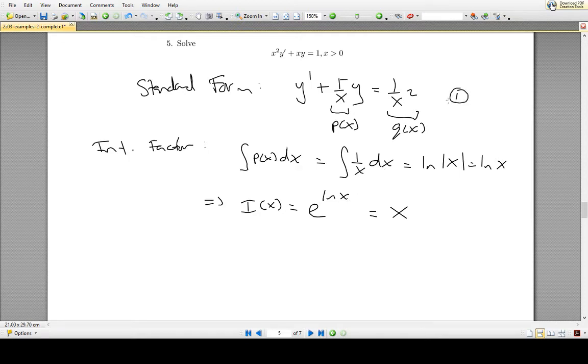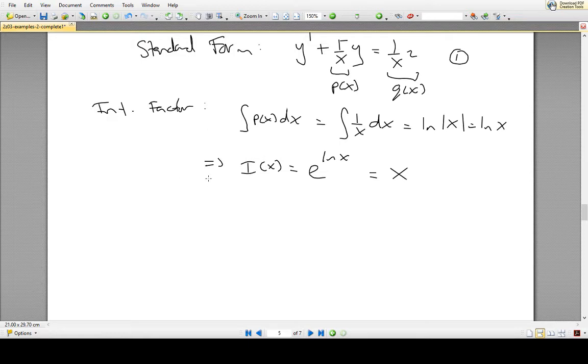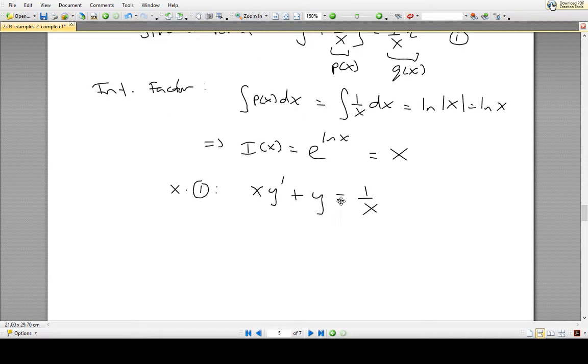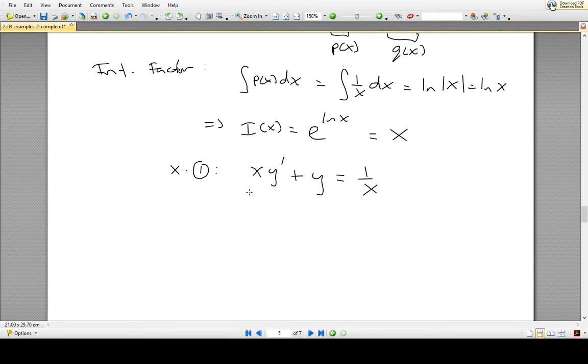So multiplying our differential equation in standard form, which I might want to label equation 1, we're going to multiply equation 1 by our integrating factor. So x times equation 1 gives us x y prime plus y is equal to 1 over x. We can now see that the left hand side is actually a product rule. So this is actually equal to the derivative of x times y. At this stage, you should probably convince yourself that indeed when you do this derivative, the derivative of x times y, you do recover the left hand side of this equation, and in fact you do.